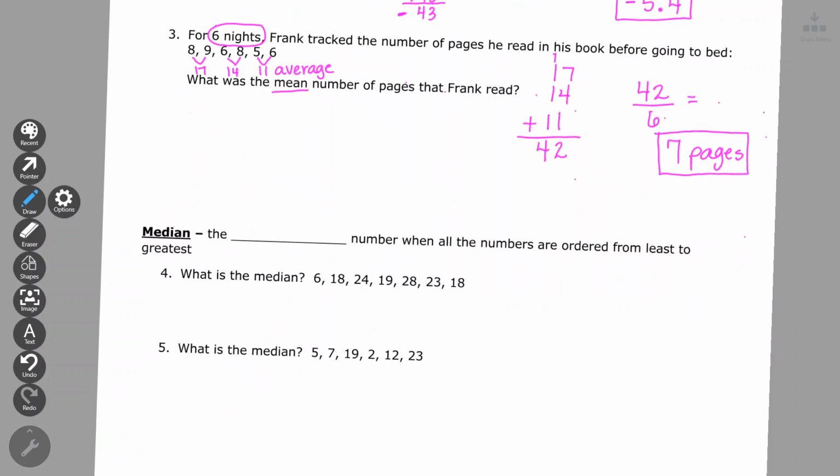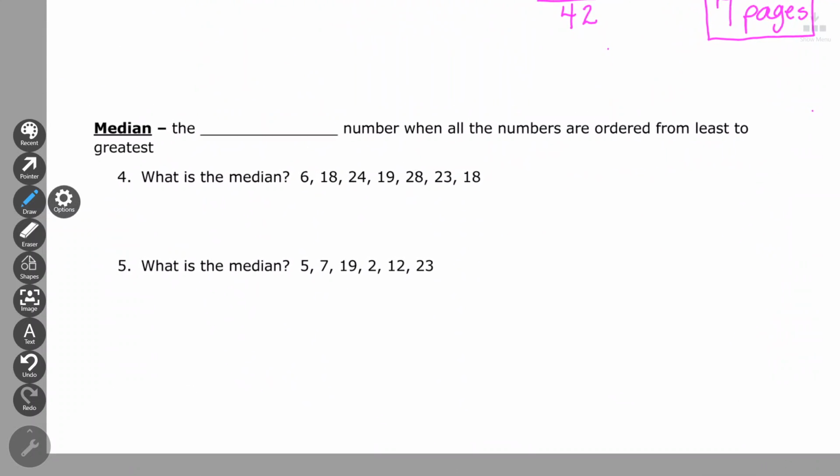All right, let's look at median. What does median mean? Median is the middle number when all the numbers are ordered from least to greatest. So that's important. You have to put the numbers in order from least to greatest. Then you can strike the first and the last all the way until you get to the middle number.